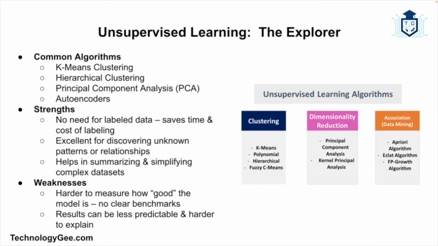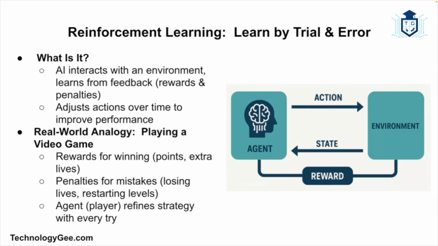And here are some common algorithms that are used in unsupervised learning. You have what is called k-means clustering, hierarchical clustering, principal component analysis, and autoencoders. And the strengths of unsupervised learning are as follows. There is no need for labeled data. It's great for discovery and exploration, and is helpful in summarizing or simplifying complex data. However, its weaknesses are it's harder to evaluate performance because there are no correct labels, and the results can be less predictable and interpretable.